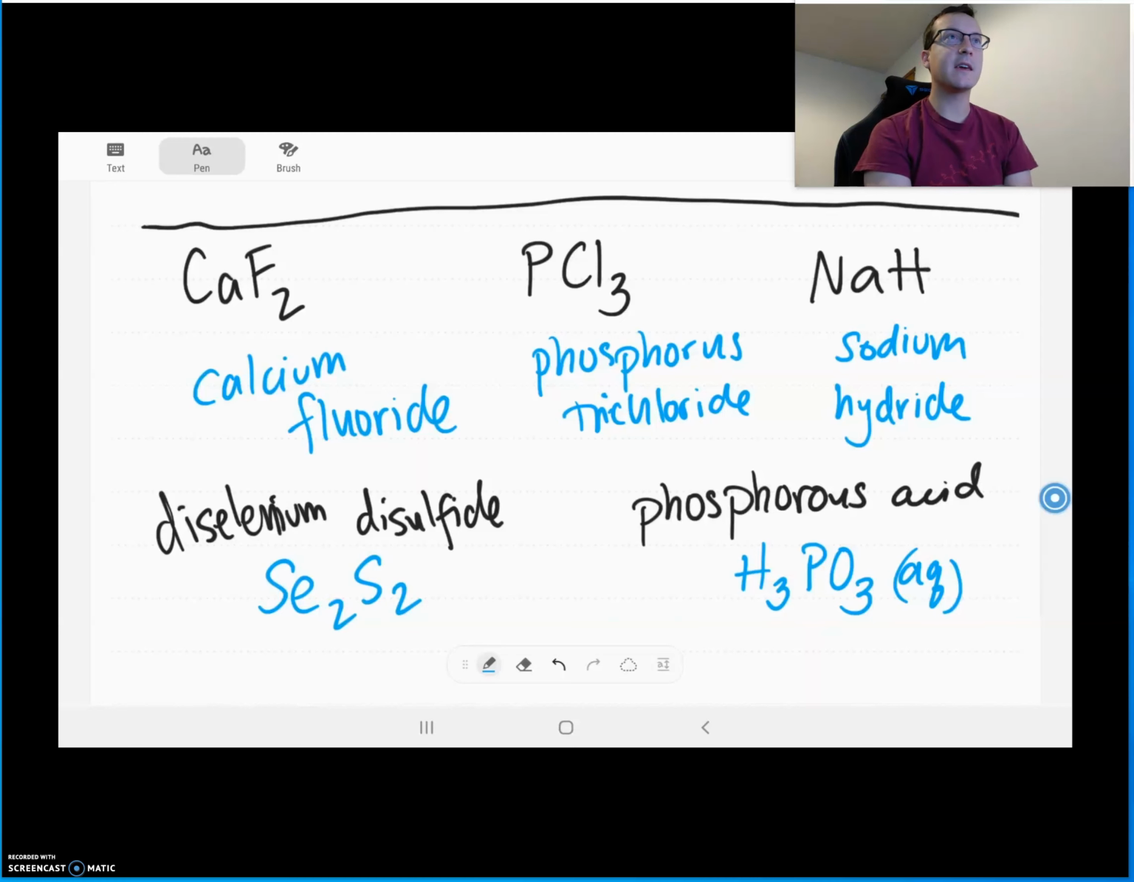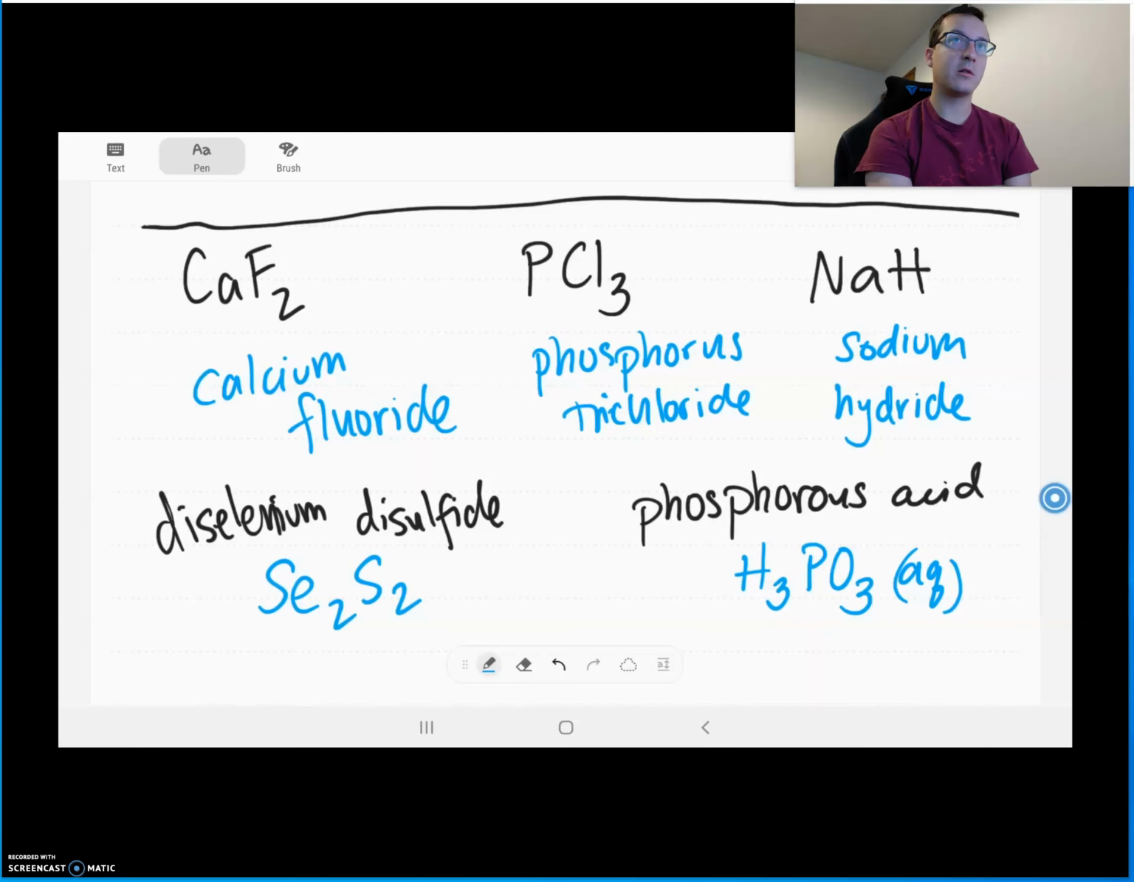Exactly. Because calcium is a metal and fluorine is a nonmetal, we are not going to ever need to use the di, tri, tetra, whatever, all that stuff. It's just redundant, and we just don't do it as a result. So we're only going to use it if both components are nonmetals. Okay?